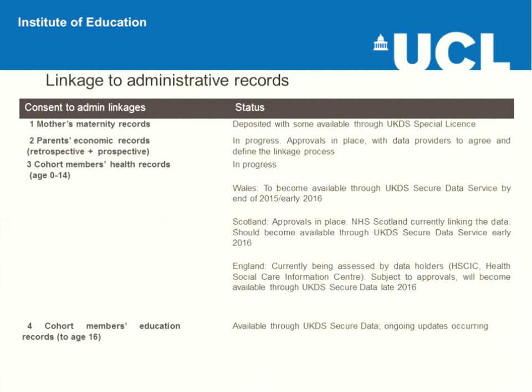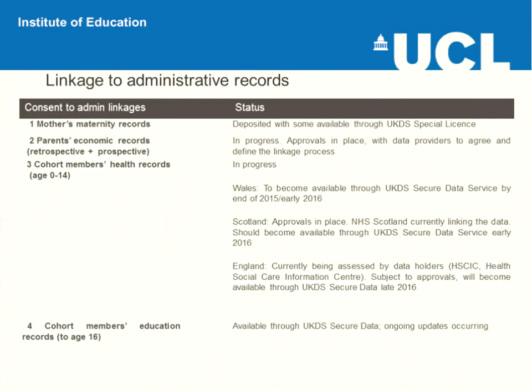The right-hand side column where it says status gives you an update on where we are with these linkages. So for example, in Wales, in terms of health, the data are almost ready and they're expected to be available end of 2015, early 2016. Scotland, approvals are in place, but the linked data should be available early to mid 2016. And in England, it's currently being assessed and will hopefully be available late 2016.